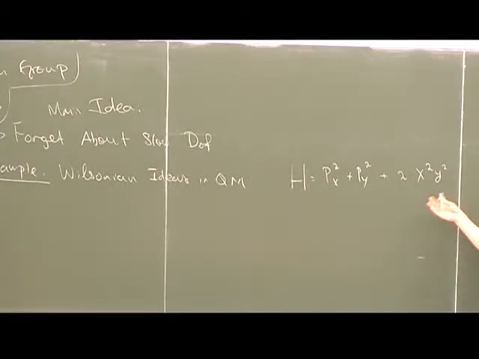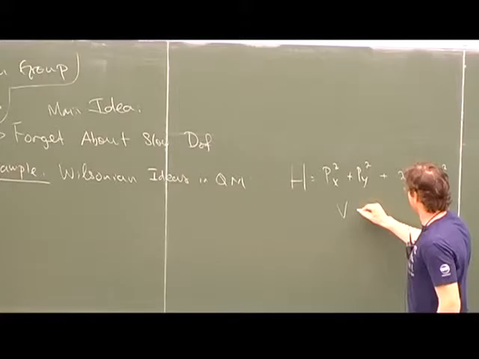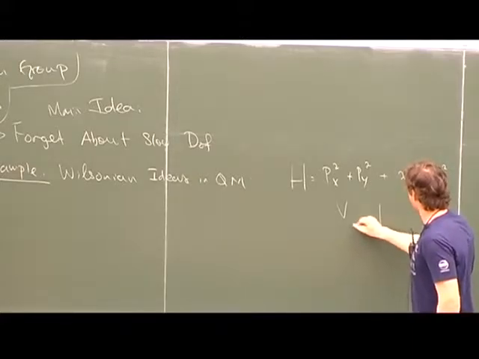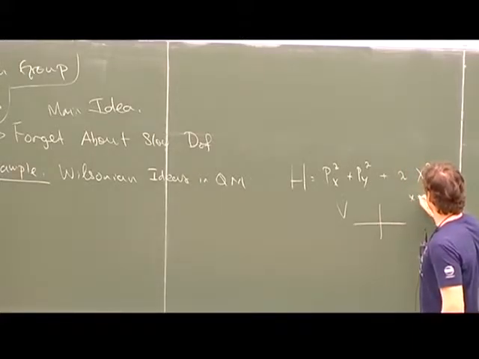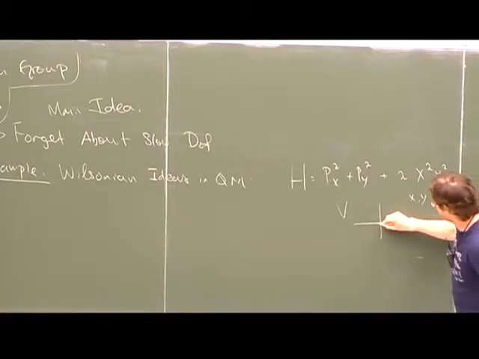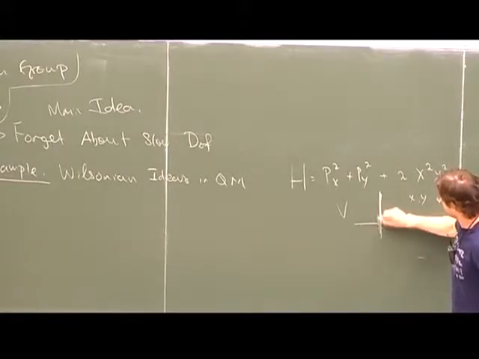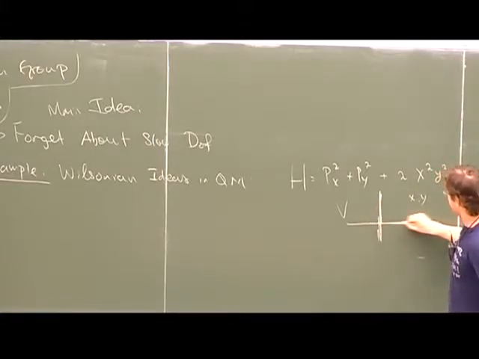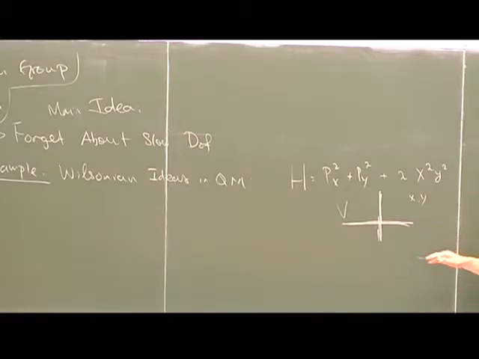So if you try to plot the potential in the xy plane, I can't quite draw it three-dimensionally, but you see that there are flat directions. When x is zero or y is zero, you see that there are flat directions. So this potential is not everywhere bounded. It's not everywhere going to infinity. So it's not manifestly a discrete spectrum. There are some flat directions.